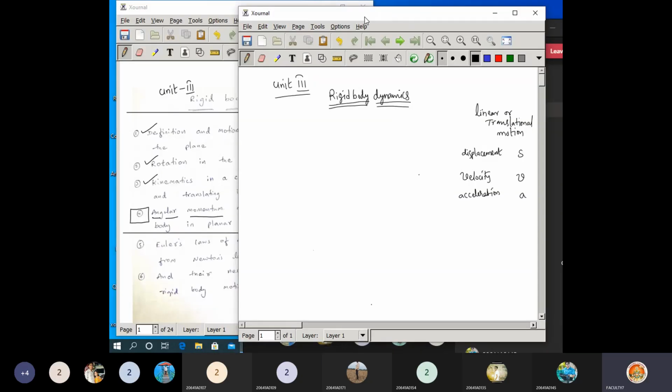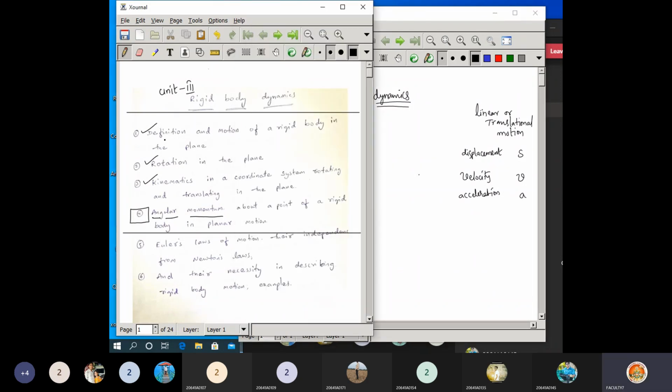Okay, now let us continue the class. Now we had covered till now regarding the third unit: definition and motion of a rigid body in the plane, rotation in the plane, and kinematics in a coordinate system. Okay, rotating and translating in the plane.